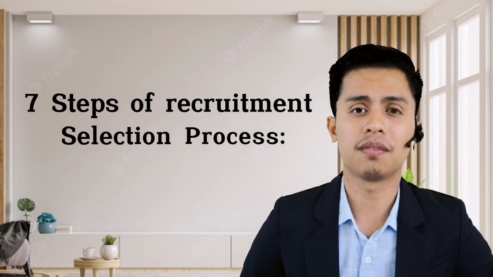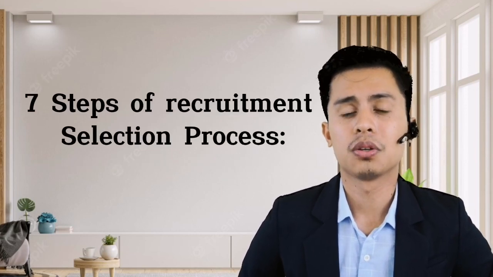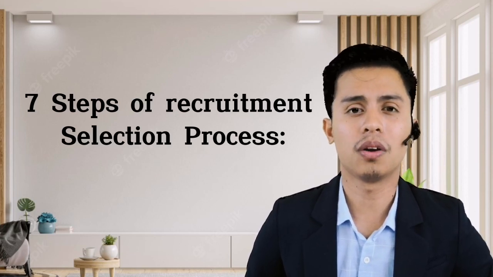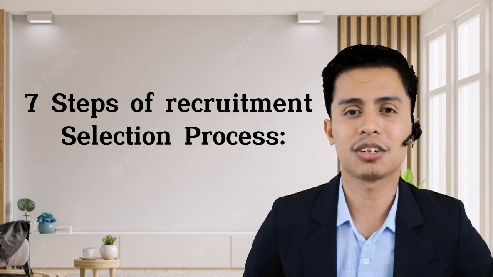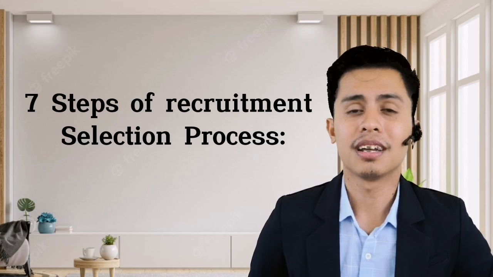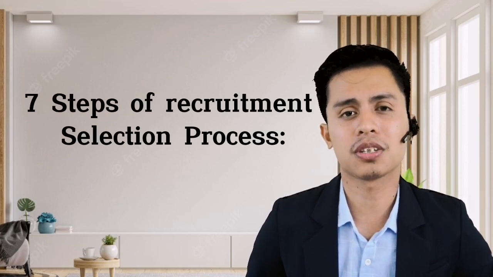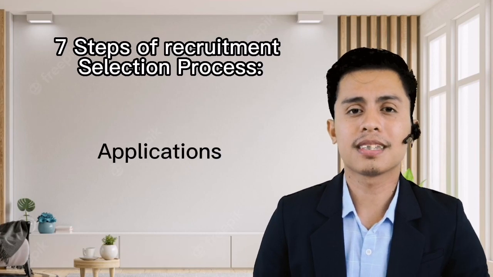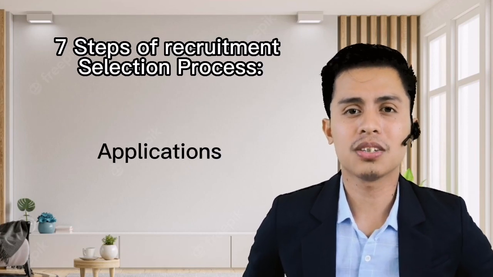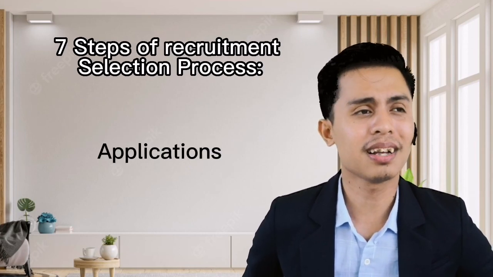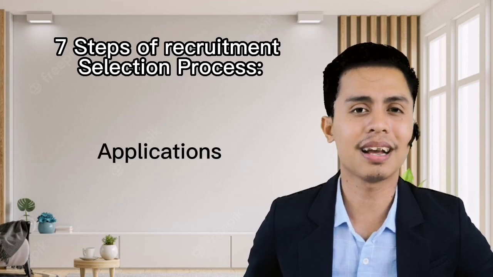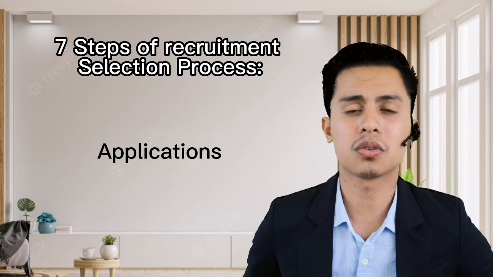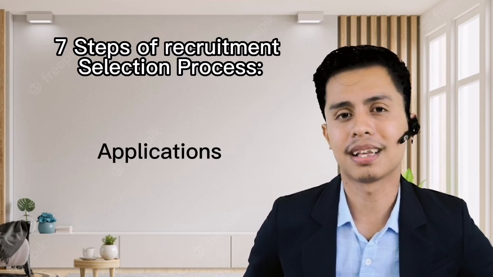And there are 7 steps of the recruitment selection process. When we say recruitment selection process, the goal of the recruitment and selection process of an organization is to find and hire the best candidate for a job opening. So number 1 is the application. This means you need to identify the vacancies and establish exactly what role the new recruit must play to meet the needs of your business.